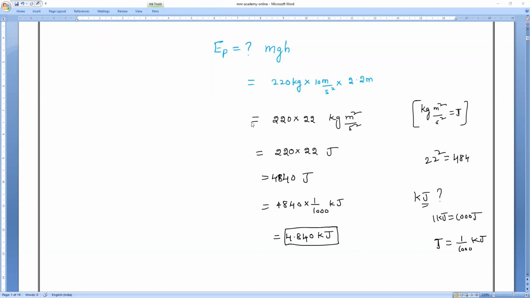Next one. Write the question. The velocity of a body becomes half of its original velocity, keeping its mass constant.